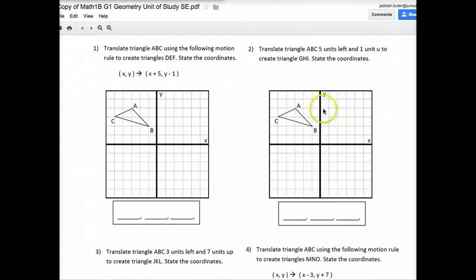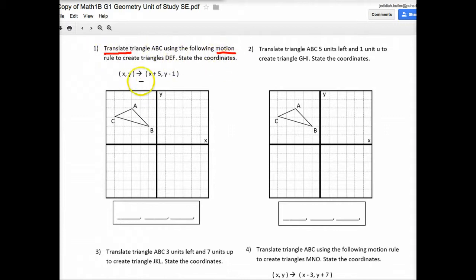So here's your chance to check your work on the work that we were doing here with this PDF. And this is just translations. That's all we were doing. So let's see if we can mess with some of this drawing. We have translate. It says translate triangle ABC using the following motion.